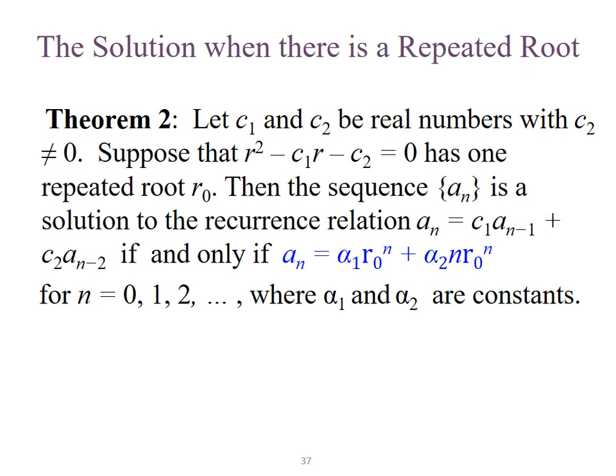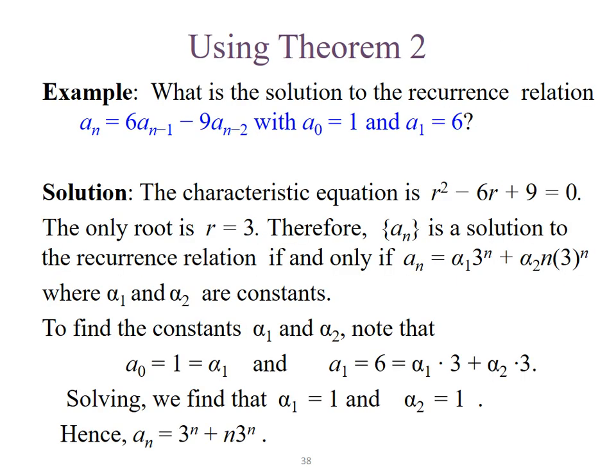Okay, so let's see the example. What is the solution for the recurrence relation a_n equals 6 times a_(n-1) minus 9 times a_(n-2)? We know its characteristic equation, so we can write r squared minus 6r plus 9 equals 0. Actually, we have the repeated root 3. So our two roots are both 3.